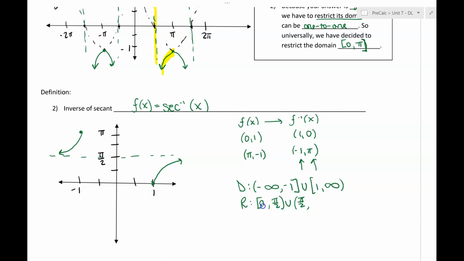Oh my gosh, 0, 0. Come on, Patterson. To pi. I'm like, that doesn't look right. What's wrong? Okay, and then your book is going to go from 0 to pi with the exclusion that y can't be pi over 2.